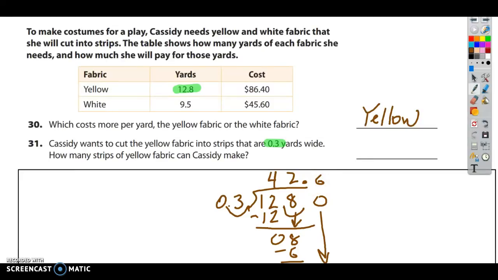The question, though, is going to ask for a whole number. It says, how many strips can she make? Well, she can make 42.6, but kind of like a problem on the previous page, you can't round up on this. You can't make 43 strips. She can make 42, and she'll have a little bit left. So the answer is 42 strips.